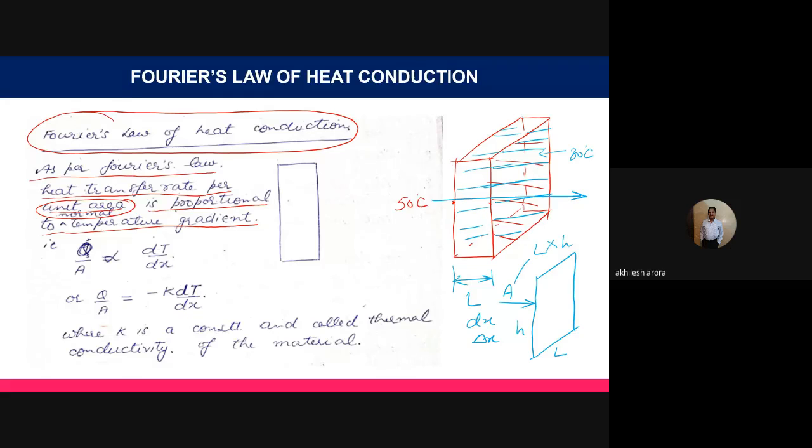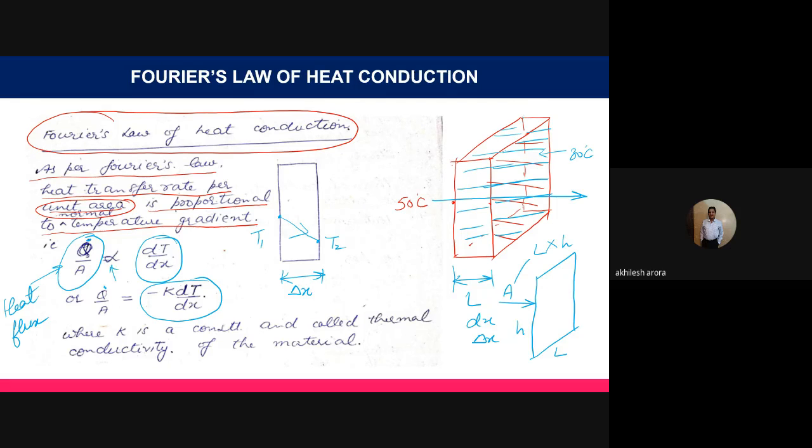So here I can say Q by A. What is this? This is Q dot by A. I told you, this is heat flux. So heat flux is proportional to temperature gradient, because the surface here is at a higher temperature T1, whereas the temperature here is T2. So the heat transfer is taking place in this direction, and this is delta x. So I can say Q dot per unit area is equal to minus k dT by dx.